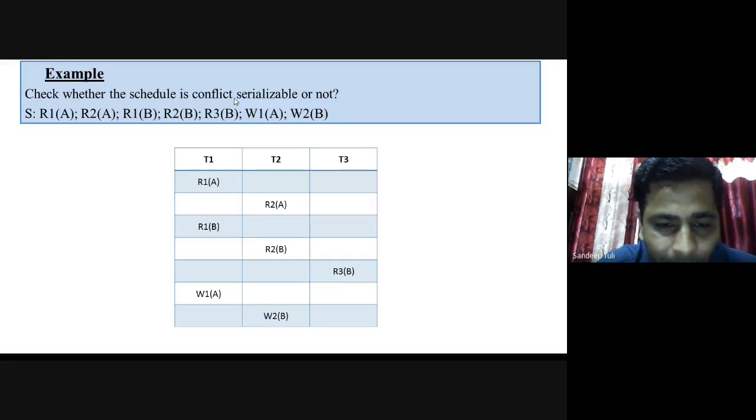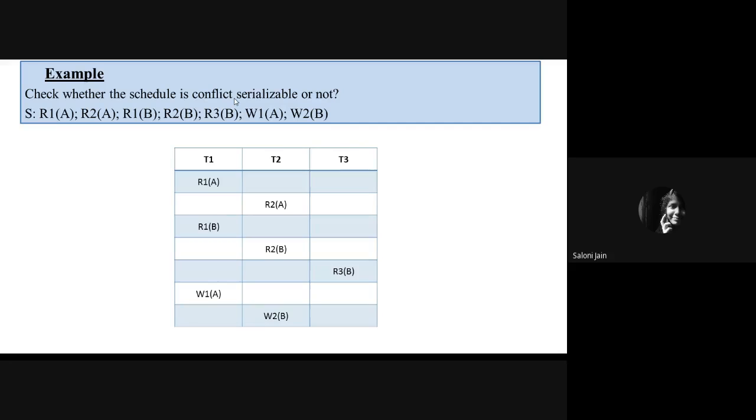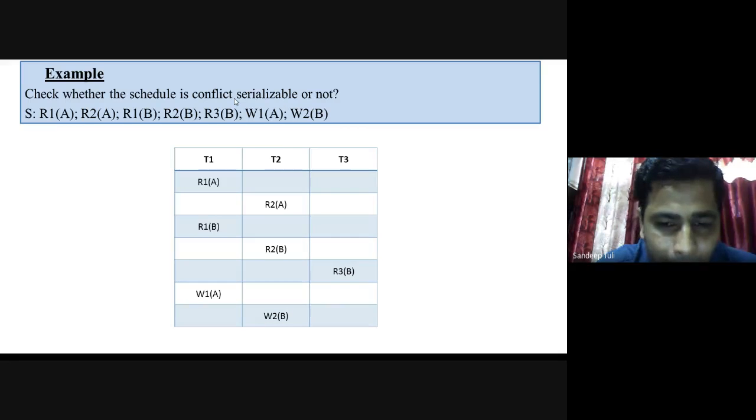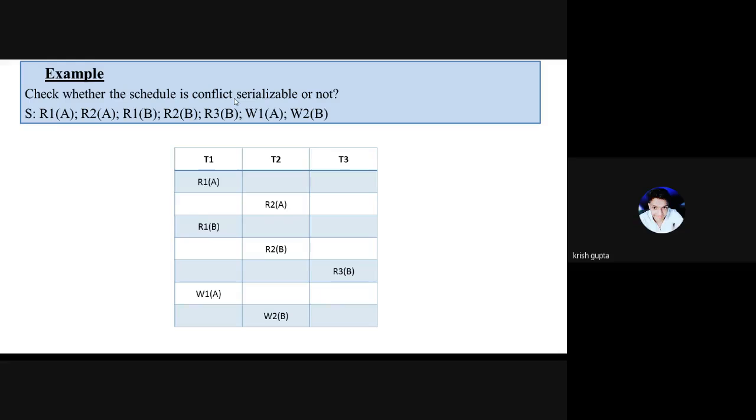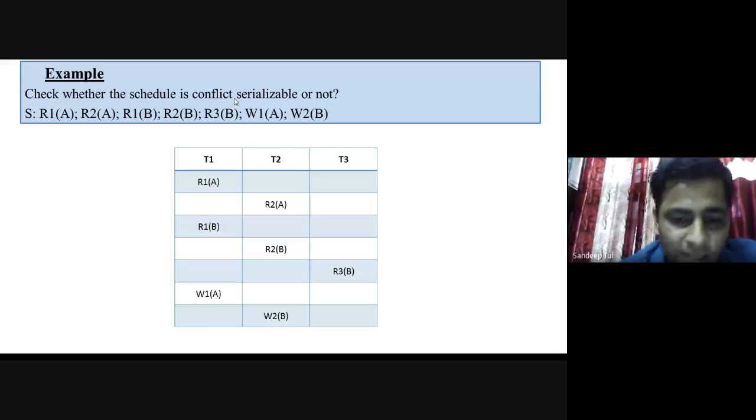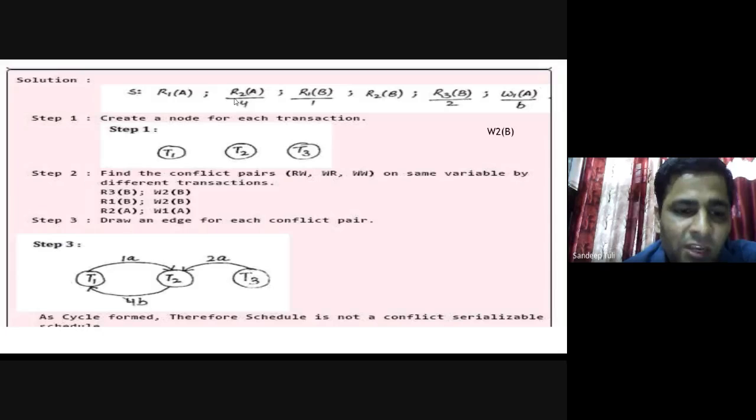No, because both are reading and both have the same value. So when it is reading, they are non-conflicting. Okay, are R1B and R2B conflicting? No, sir. They are not conflicting. Good. Okay.